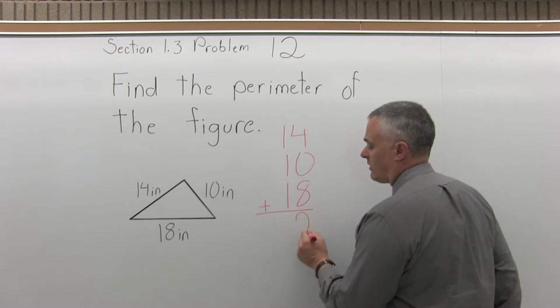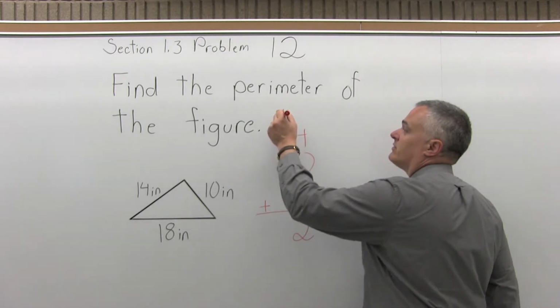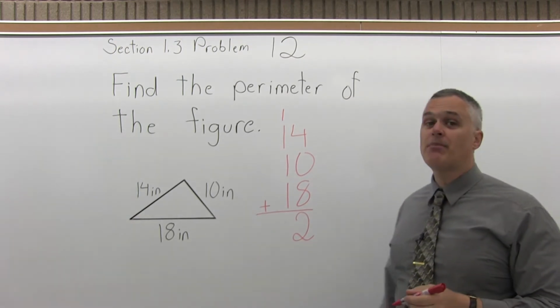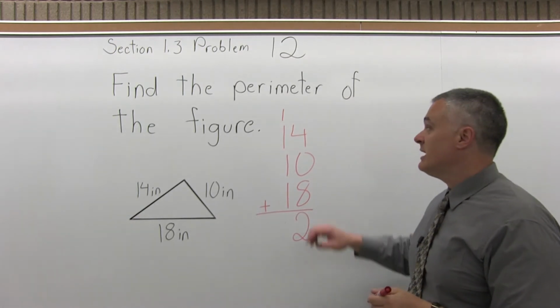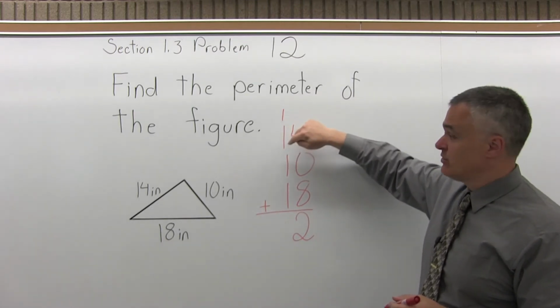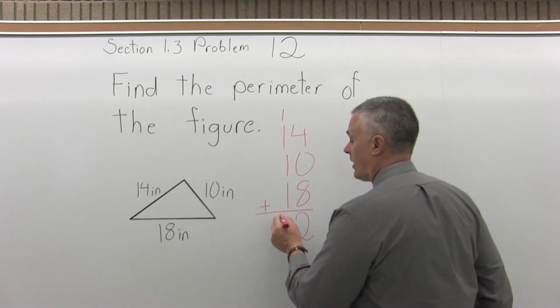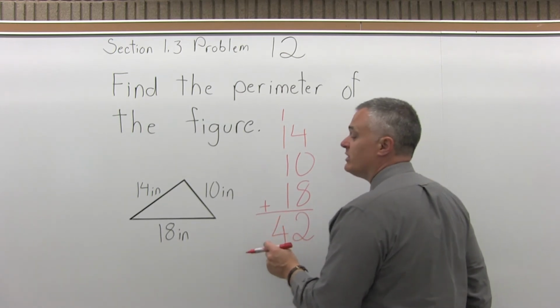So for 12, I'll write the 2 under the column of numbers that I just added, and the 1 from the 12 gets carried to the top of the next column, and then I'll add 1 plus 1 plus 1 plus 1. So 1 plus 1 is 2, plus another one is 3. 3 plus 1 more is 4. So the perimeter is 42.